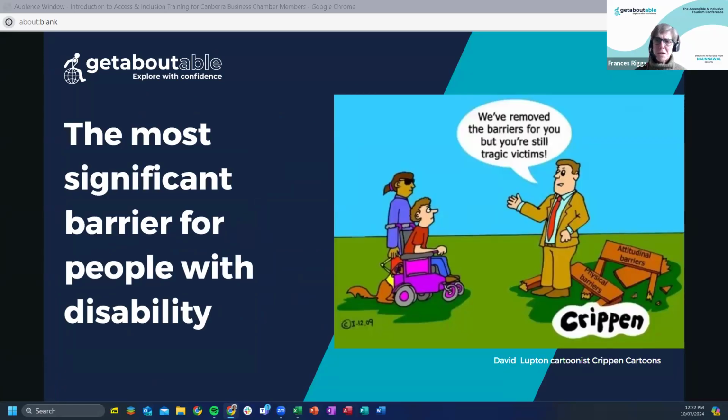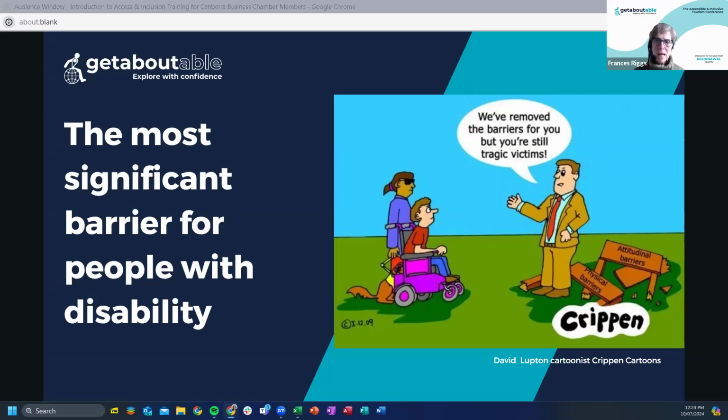So, the most significant barrier for people with disability to participate fully in the community is the attitude and behaviour of the community towards people with disability. This cartoon depicts a man in a power wheelchair sitting next to a woman wearing dark glasses and holding a dog lead. They both look quizzically at a non disabled man who is facing them as he says, "We've removed the barriers for you, but you're still tragic victims." Behind him are 2 barriers which have been broken down. One reads attitudinal barriers and the other reads physical barriers.